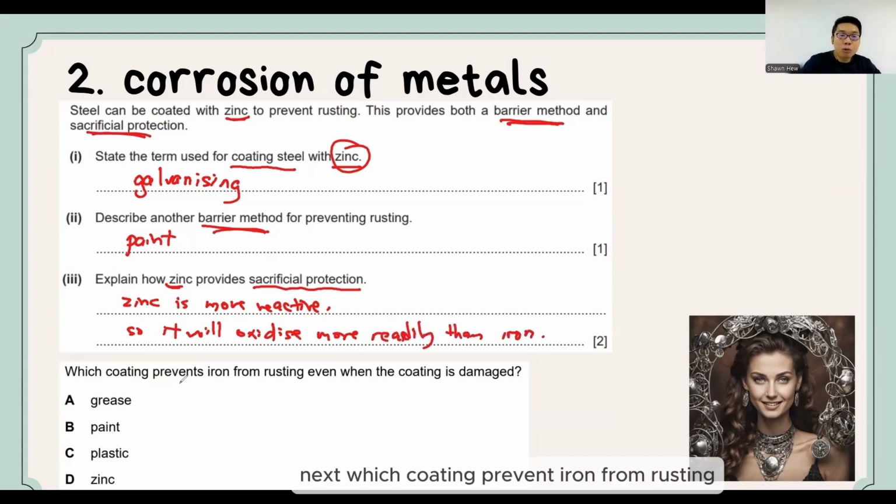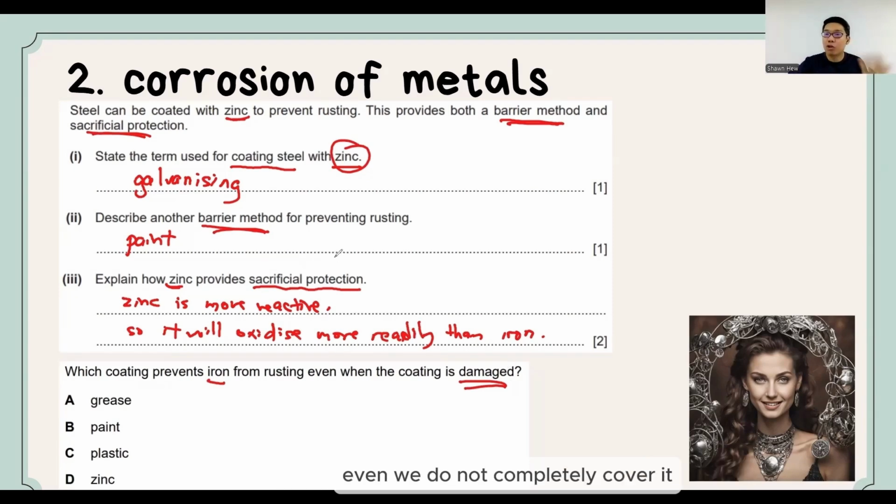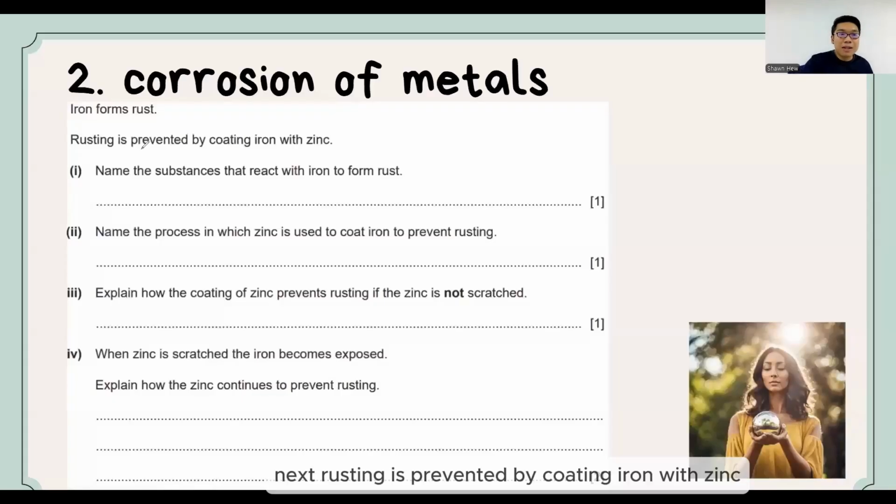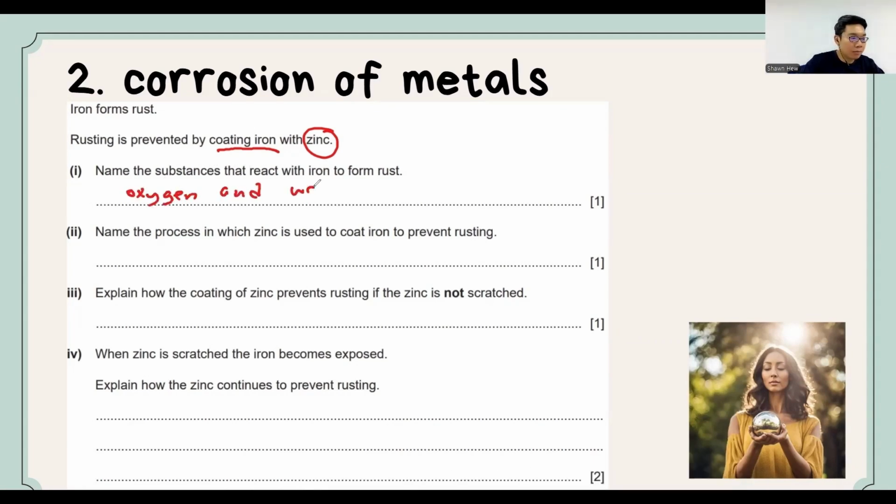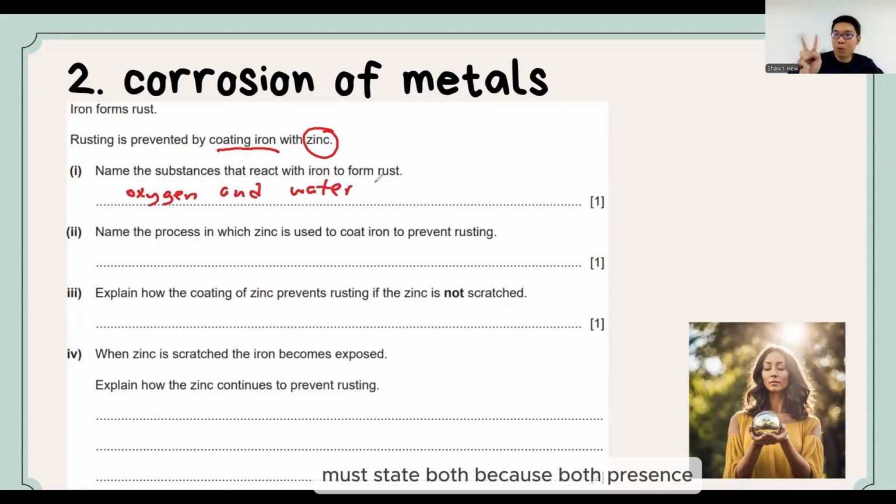Next, which coating prevents iron from rusting even if the coating is damaged? This is obviously sacrificial protection. Even if we do not completely cover it, it still has the protection, so it's zinc. Next, rusting is prevented by coating iron with zinc. Name the substances that react with iron to form rust: oxygen and water. You must state both, because only when both are present can rusting happen.